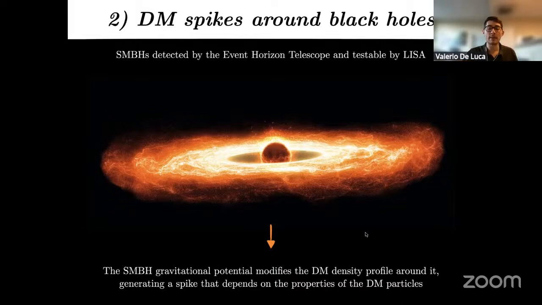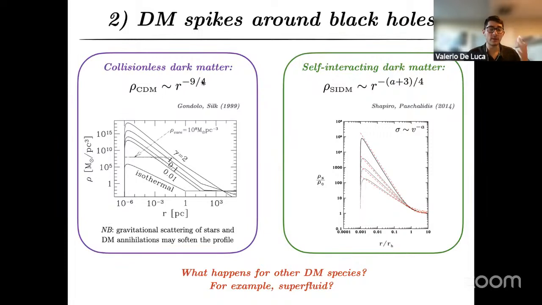Now, when you have a supermassive black hole at the center of the galaxy, it is going to modify the dark matter profile around it because of the gravitational potential. And this will create what are called dark matter spikes, so an enhancement in the density profile induced by the gravitational potential of the system. Now, the corresponding spike will depend on the properties of the dark matter particles you consider. For example, for cold dark matter, Gondolo and Silk found 25 years ago that the slope of the profile is about 9/4. So there is a dramatic increase in the profile for cold dark matter, with the slope depending also on other phenomena like scattering of stars, dark matter annihilations, and so on.